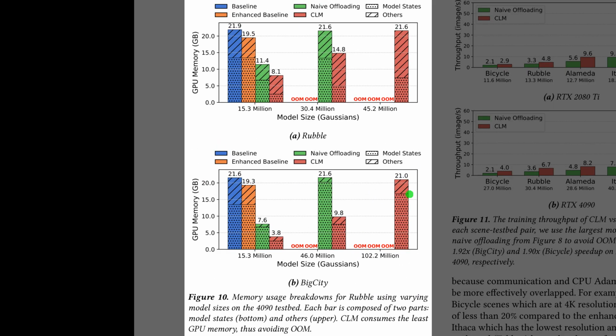Figure 10 now breaks down where GPU memory goes across model sizes and scenes. The stacked bars indicate model states versus other uses, and the red bars for CLM stay lowest, which prevents out-of-memory failures as size grows. In the rubble panel, both baselines hit out of memory, while CLM fits 45 million. In the Big City panel, model states dominate, so offloading yields even larger savings, and supports 102 million.